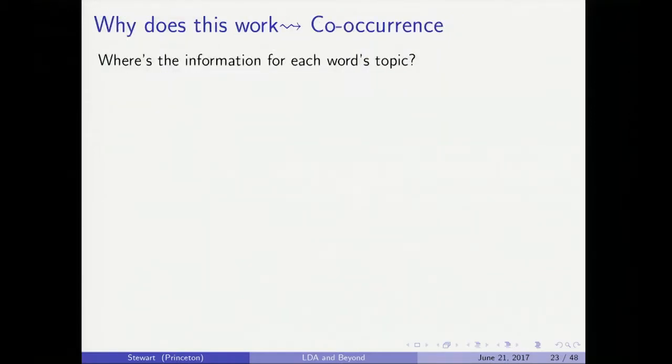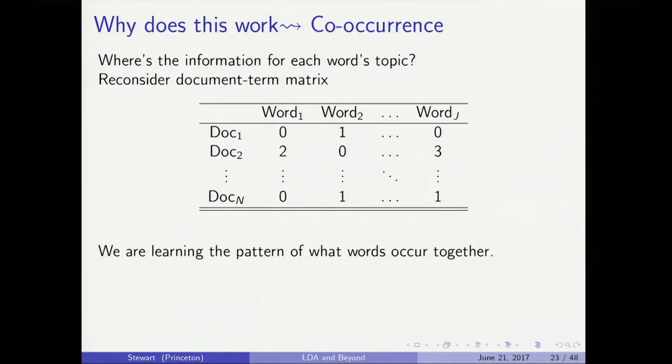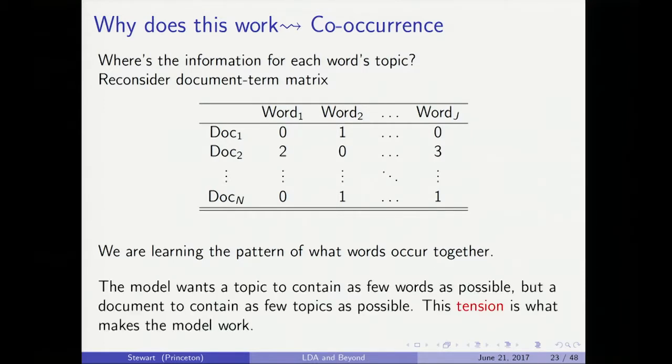So why does this work? There's a lot of math here, some very cool math that I'm happy to talk about, but there's not really any magic. There's a basic logic, and it's a logic of co-occurrence. If we think about the document-term matrix again, which I've just transposed so it's on its side, there's a given document and a count of each word. What we're doing is learning the patterns of which words co-occur together. When we see that word 2 and word J are constantly showing up together, we infer that they're about the same thing.